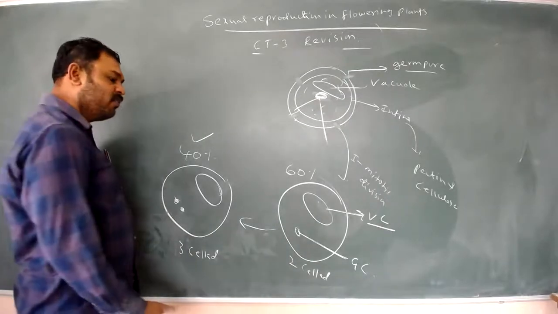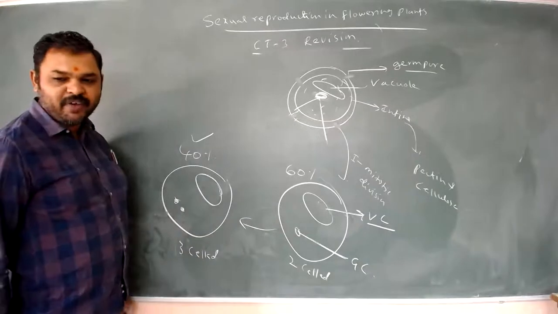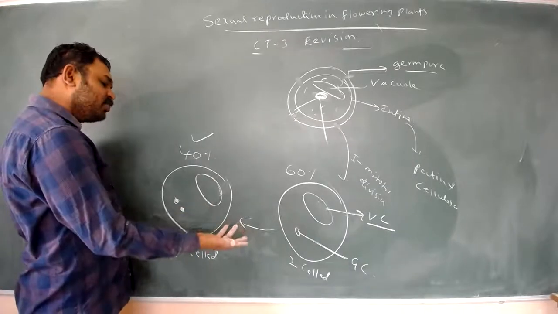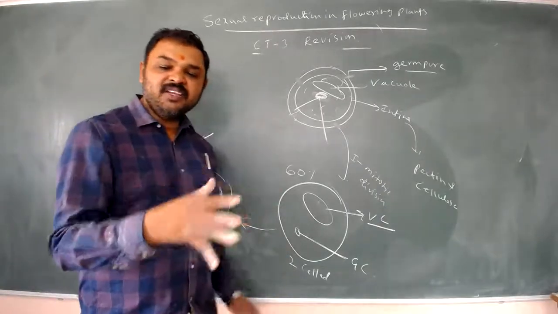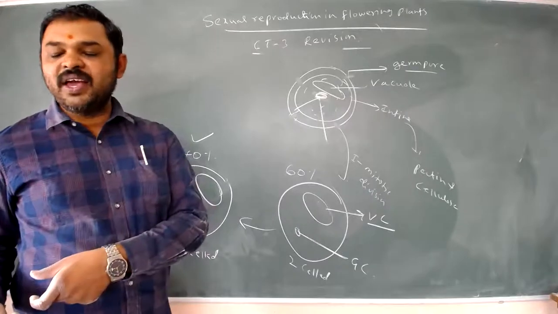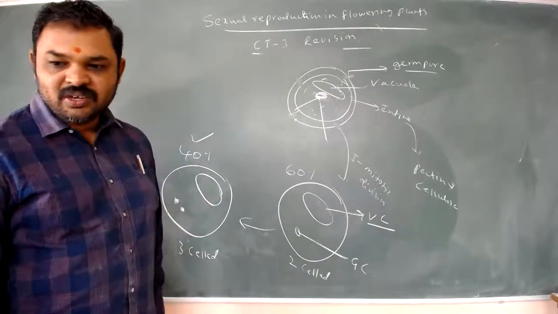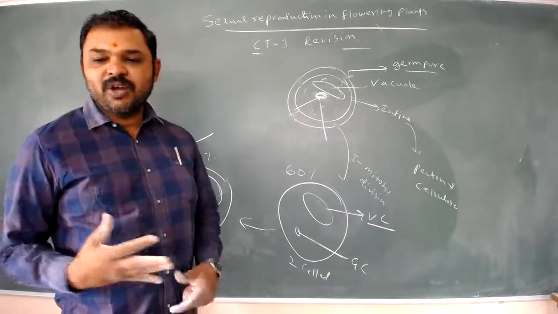This is the two cell stage gametophyte and the three cell stage gametophyte. Whether two or three cell stage, it will reach the pistil, where there is pollen-pistil interaction and pollen tube formation. Next, fertilization happens. Now, these pollen grains have viability. What is pollen viability?